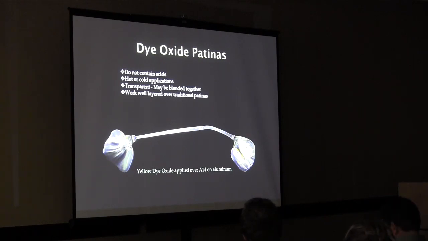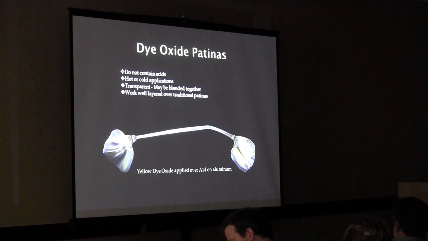Right here, what I've done, this is called A14, which is put out by Birchwood Casey, a company, and it turns the aluminum black. So I blackened the whole thing, and then I took it underwater to neutralize the black. And then I took it off with a Scotch-Brite, and then I heated up the aluminum to about 200 degrees, and then I sprayed on yellow dioxide over the top.